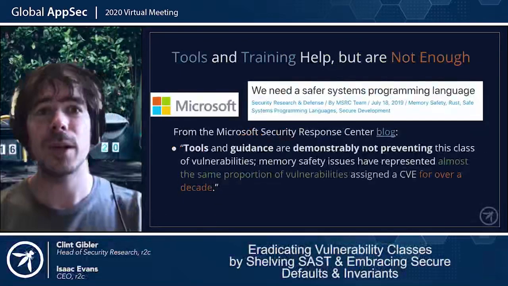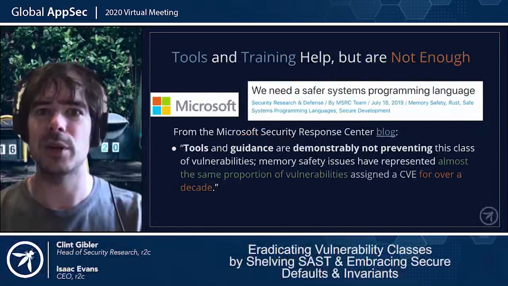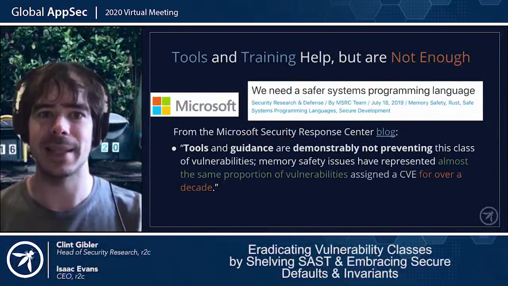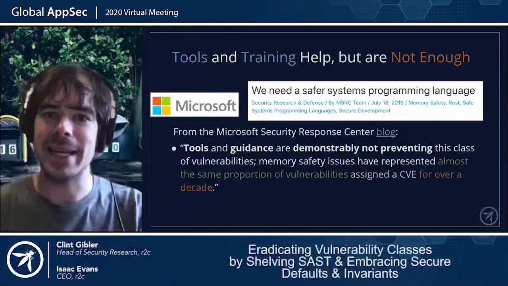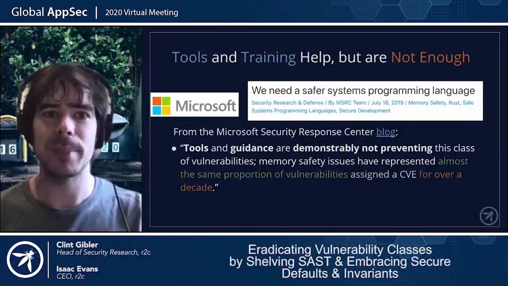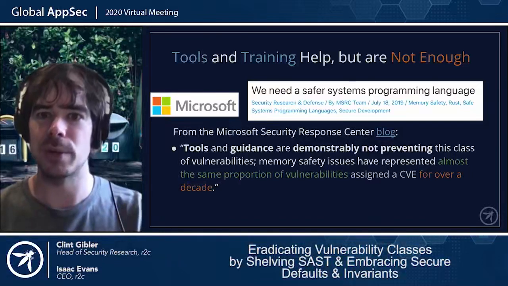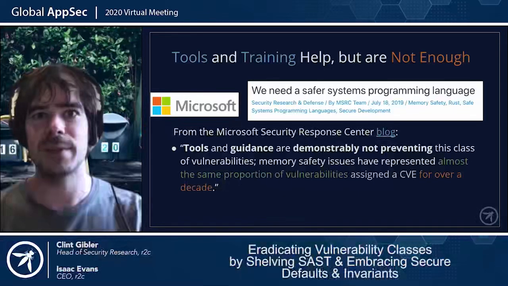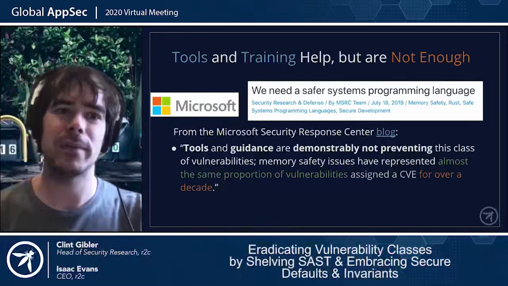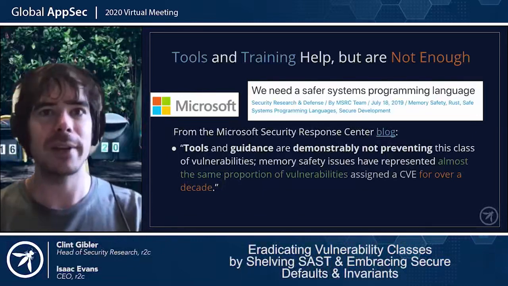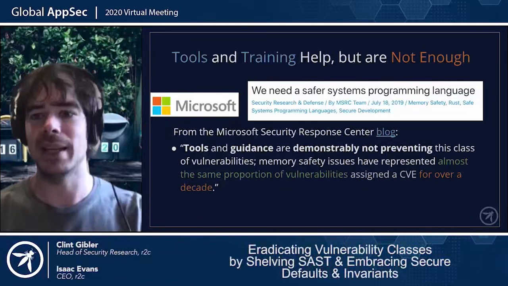And a more recent blog post from the Microsoft Security Response Center says that tools and guidance, that is developer training, are just fundamentally not preventing memory safety issues. They have represented the same proportion of vulnerabilities assigned a CVE for over a decade, right? So Microsoft is saying we've spent a huge amount of time building powerful static analysis tools as well as fuzzing and training developers, but ultimately, we still have these same issues.